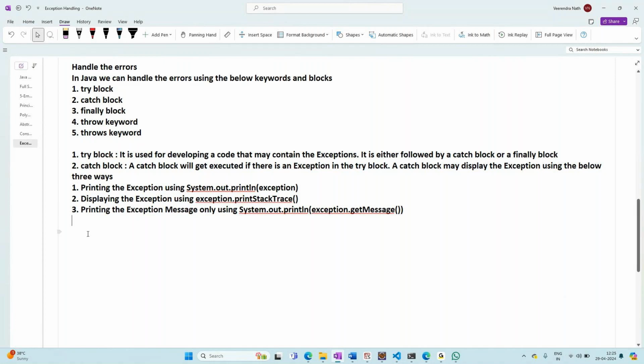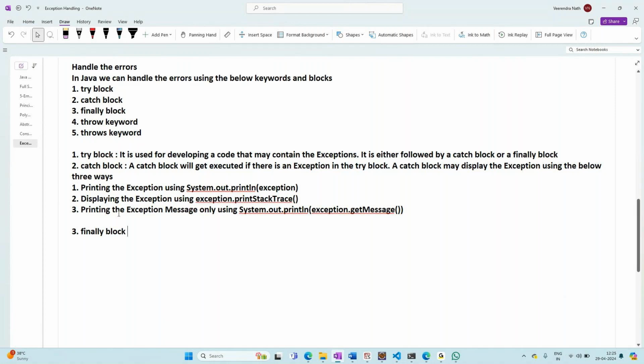Okay, so then we are going to talk about printing the exception message only using System.out.println, this one. Okay, next we will say finally block.